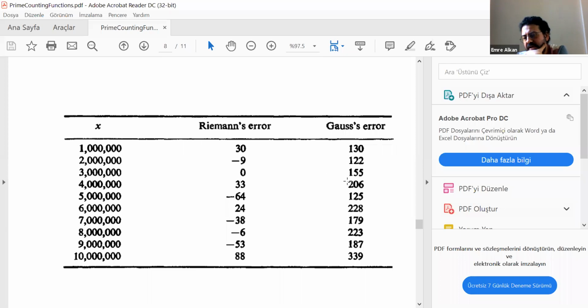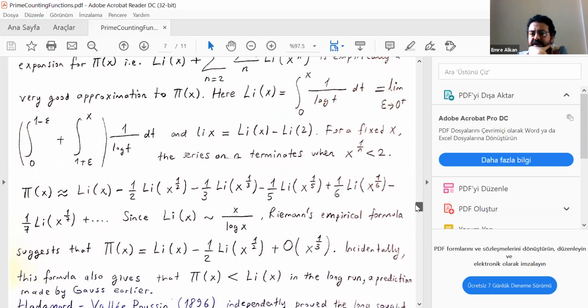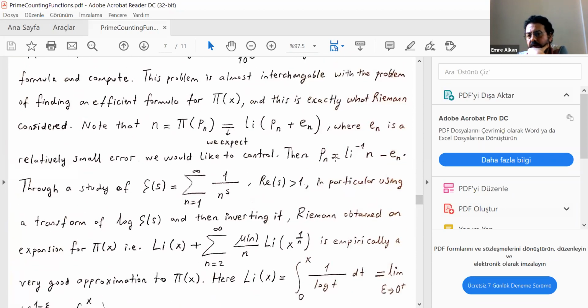Of course, Gauss's errors always look positive, but Riemann's errors, as you can see, could be negative as well. It's quite amusing that at 10 million, the error is only 88. So it captures the number of primes in a very accurate way. Because of our earlier connections, he then has a good formula for Pn. He can locate large primes very well with this formula in some sense.